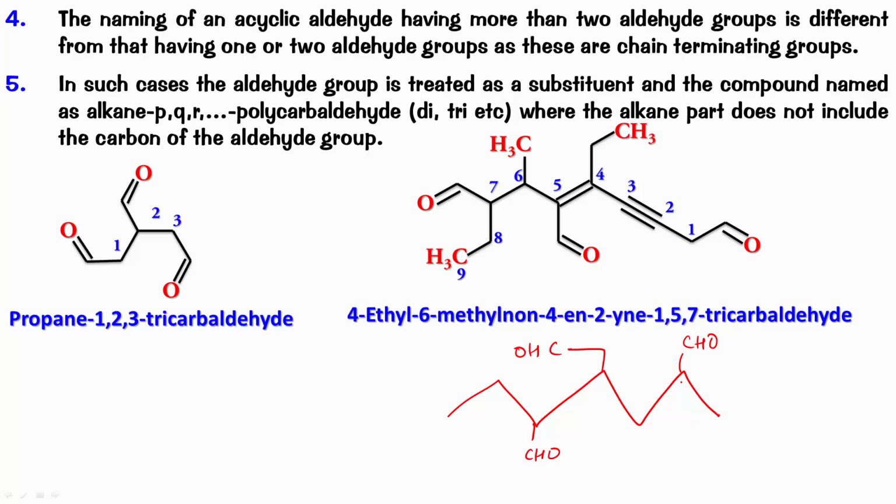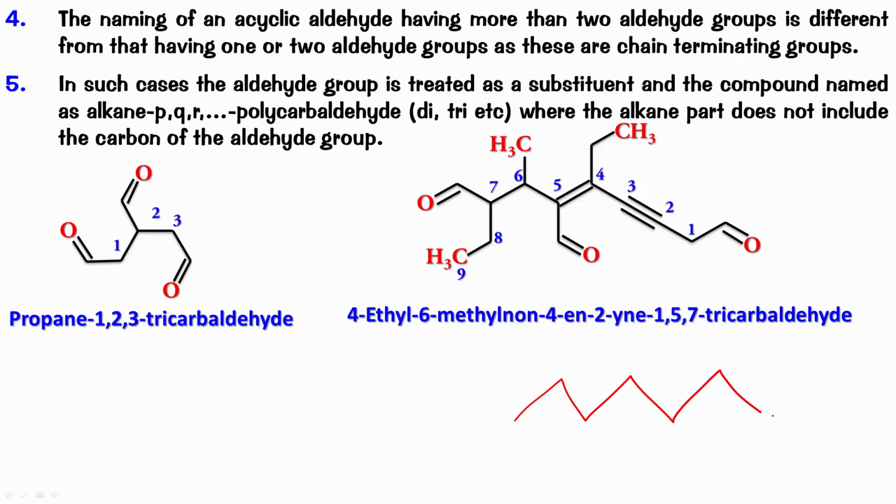For example, if you consider this chain, only these 2 CHOs are attached directly. This CHO is attached through a carbon. If I take this, then this CHO is not directly attached. So if you have a situation like that, let me draw it properly. Suppose you have a situation, let me make it a little simpler in the beginning. Suppose you have something like this.